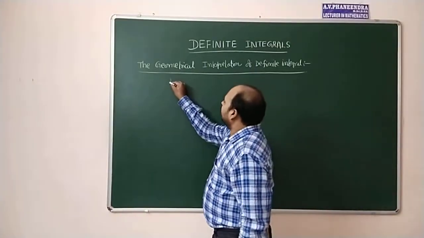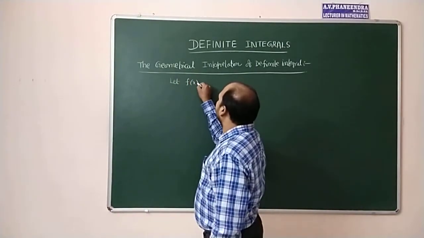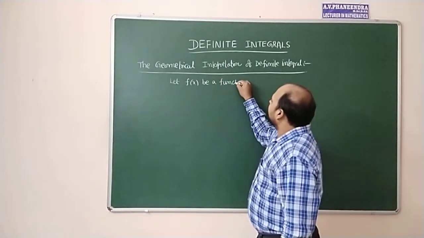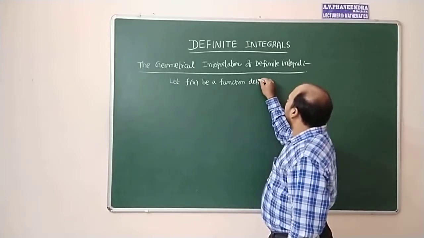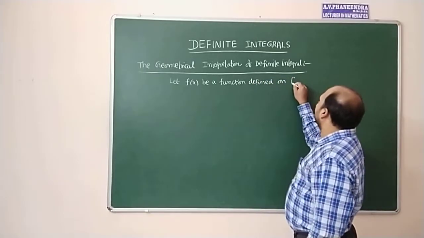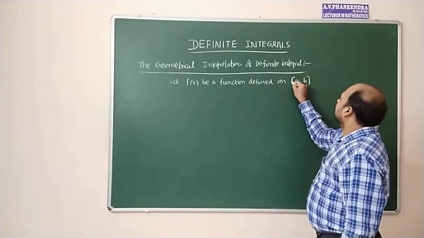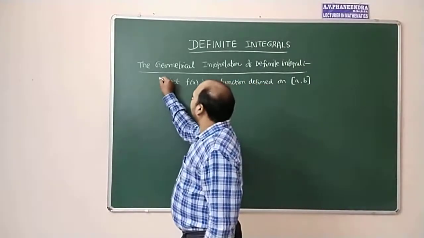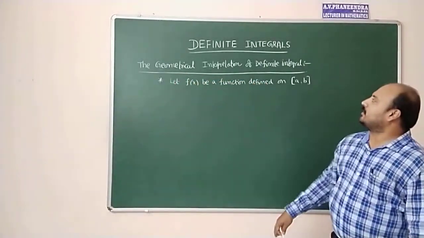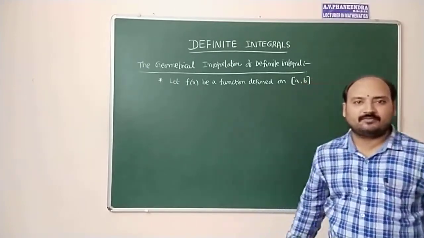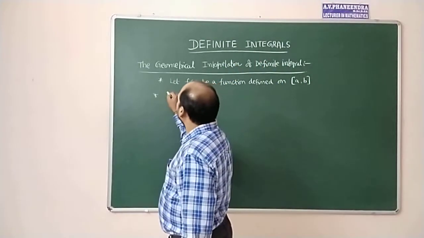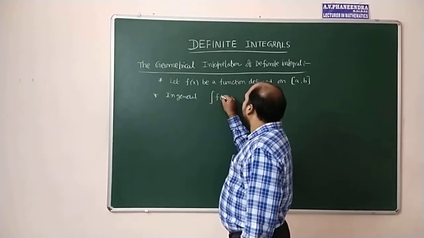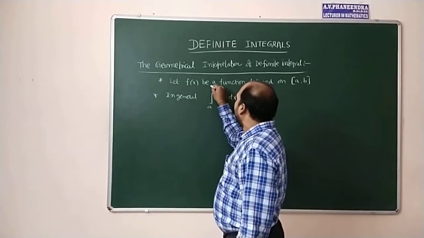Let f of x be a function defined on the closed interval a comma b. This is the first thing you have to take for the geometrical interpretation of definite integral. You have to take the function.